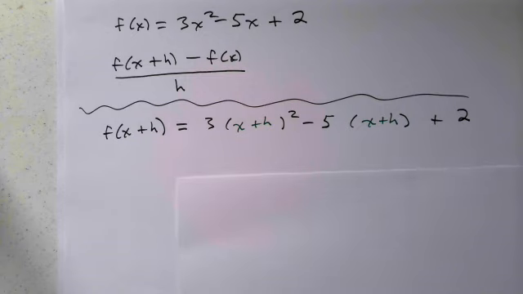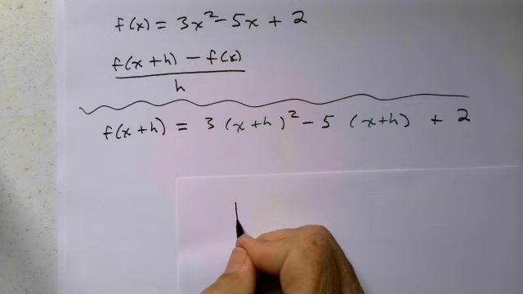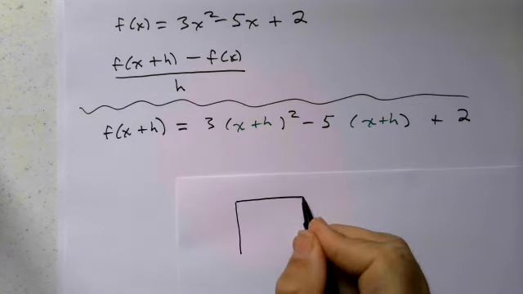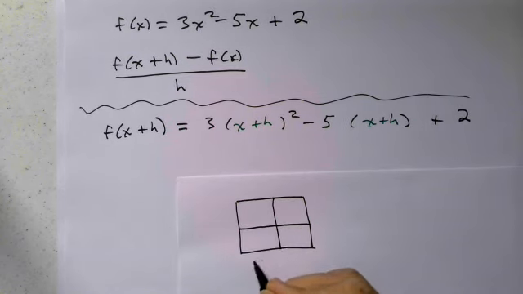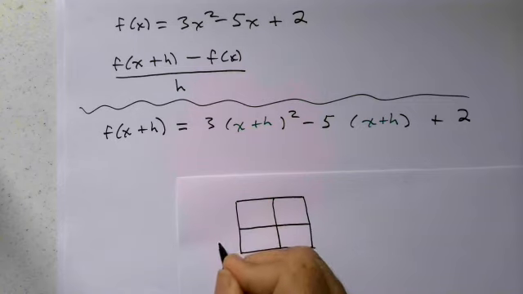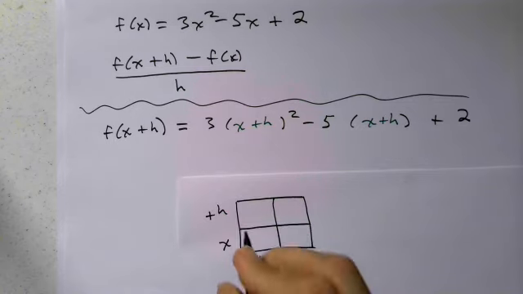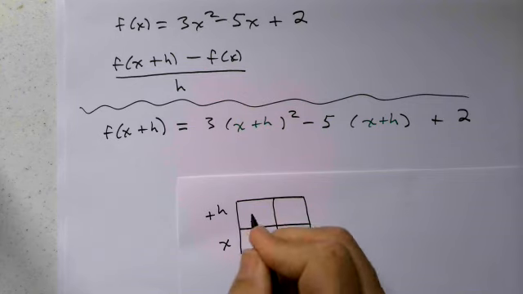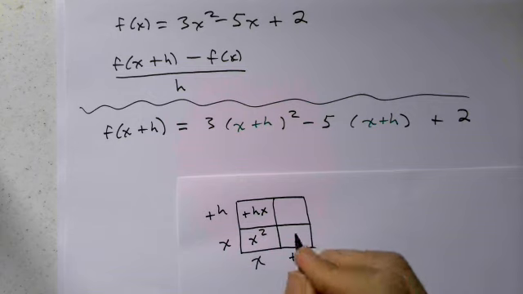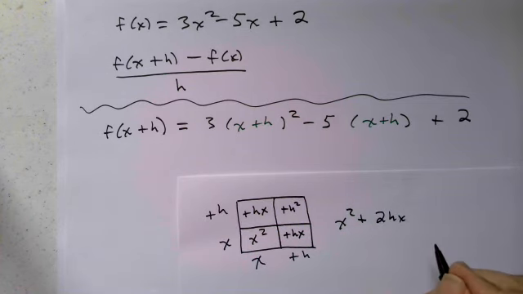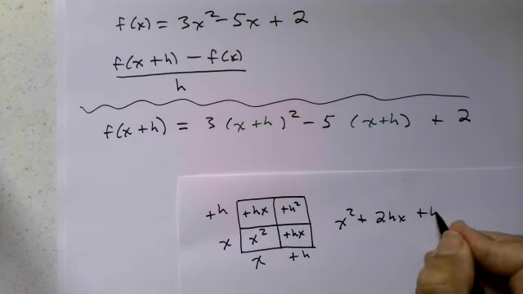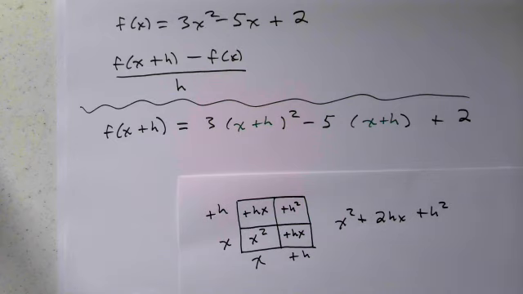So what is x plus h squared? What's that going to be? I like to draw a square with x and h. Area is length times width. x plus h here, x plus h there. x times x is x squared. x times h plus hx, x times h plus hx, h times h plus h squared. So I get x squared plus 2hx plus h squared. That's what x plus h squared is.